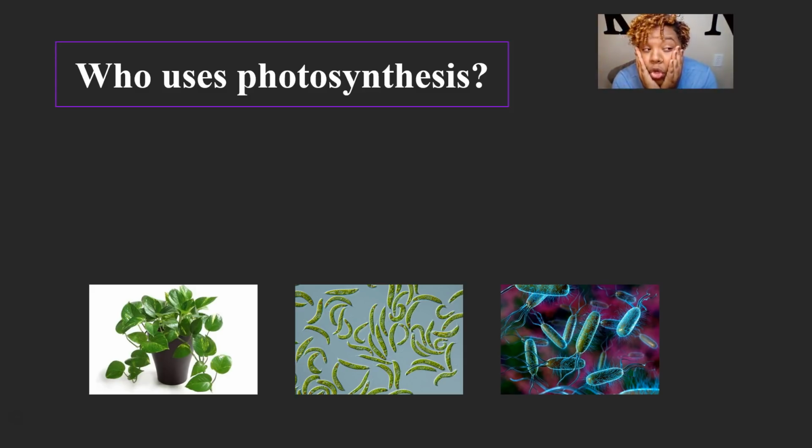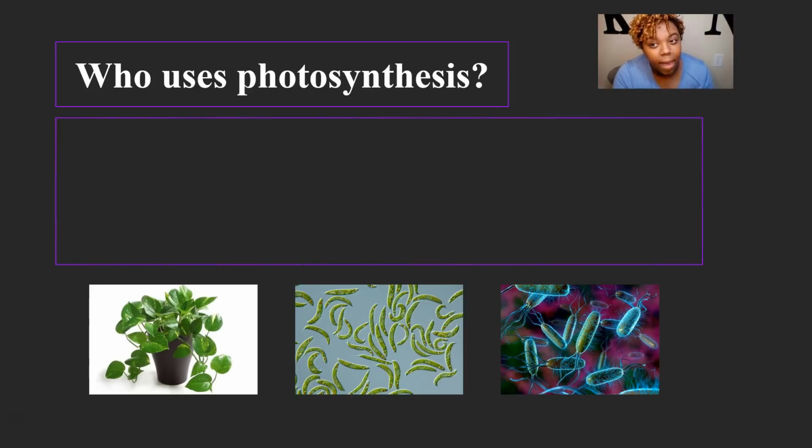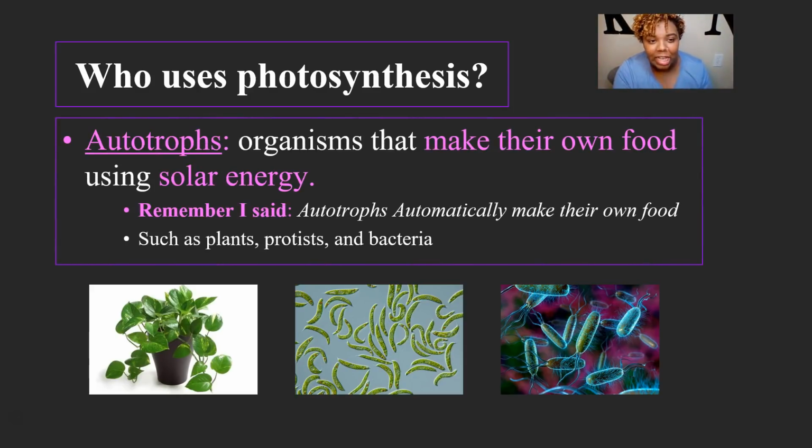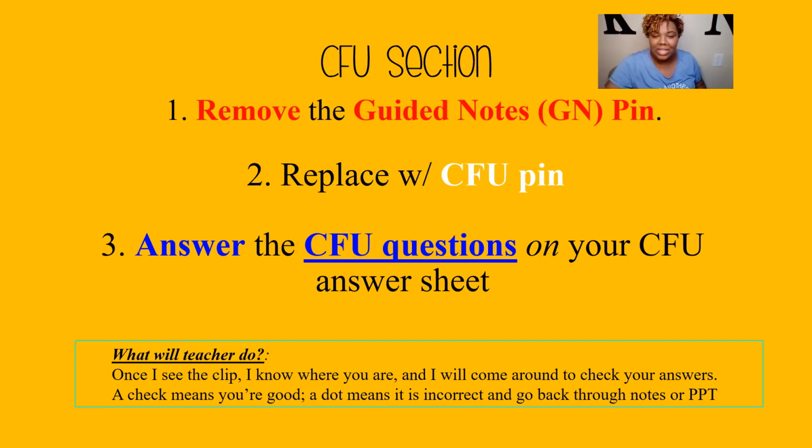So, who uses photosynthesis? That's a good question. But I'm sure you already know the answer. It is the autotrophs. And autotrophs are organisms that make their own food from the sun. So remember how we said autotrophs automatically make their own food? Yeah, well, autotrophs use photosynthesis.